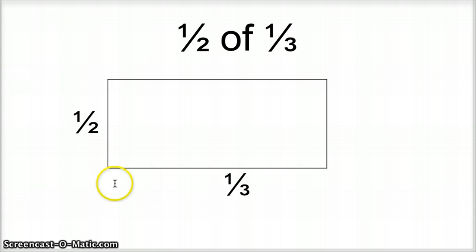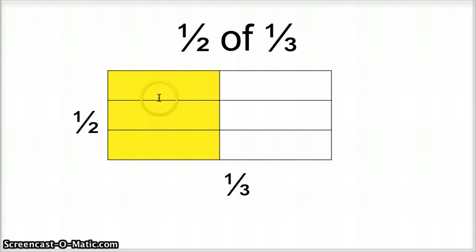The first step is always going to be to draw a rectangle. I always put the first fraction on the left side and the second fraction on the bottom, but it really doesn't matter which one you put where. Draw a rectangle, and since this is a half, I am going to split the rectangle in half. And then I am going to shade one of those half pieces because I have a 1 in my numerator.